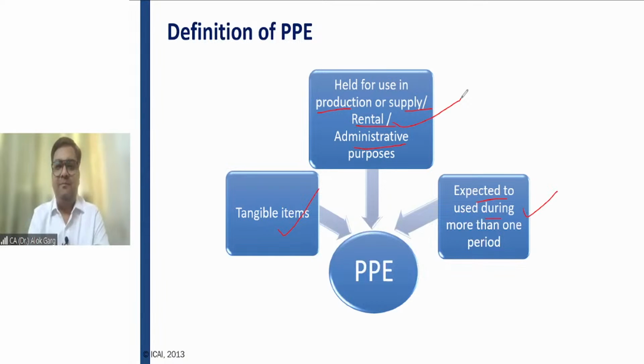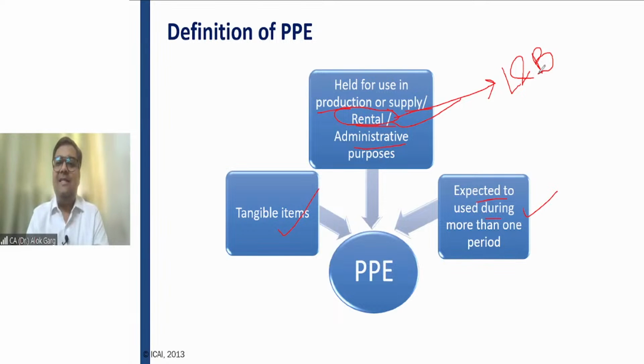Sir, why? Friends, there are two exceptions of this rental. Please write down. What are the two exceptions of this rental? Land and building. If land and building is held for earning rental, it is not PPE, it is considered as an investment property. You will read Ind AS 40. We will discuss Ind AS 40 over the weekend, right?